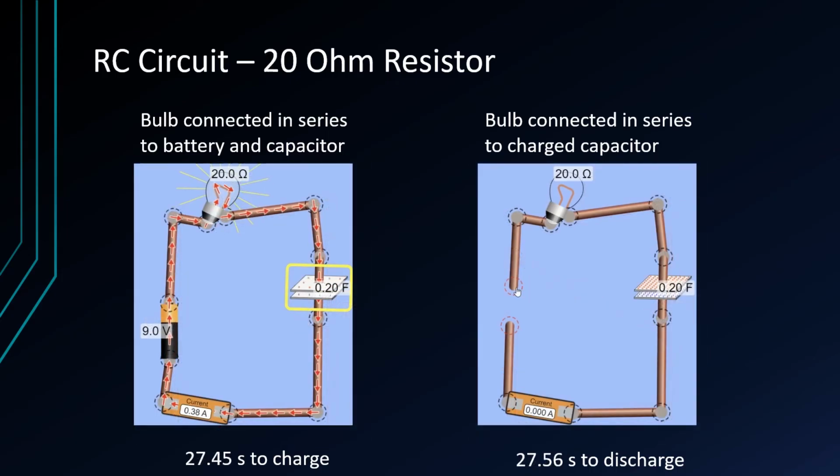Now we have pretty much the same thing, but with the 20 ohm resistor this time, and we can see that it took significantly longer to charge and discharge, taking 27.45 seconds to charge and 27.56 seconds to discharge.